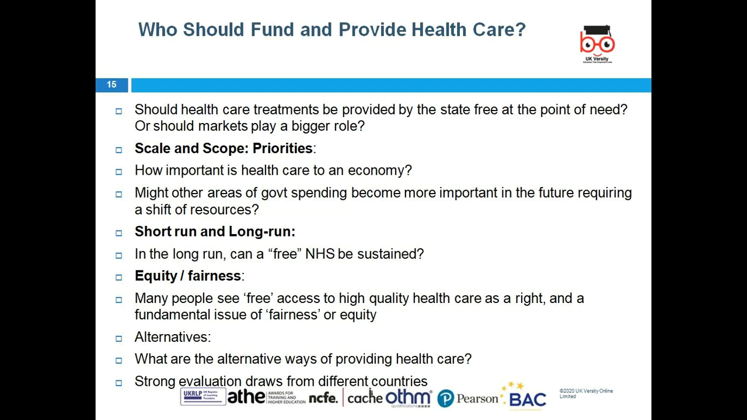So, the short run and the long run. In the long run, can a free NHS be sustained? So we can ask the question: does everyone get it free? If everyone gets it free, maybe there's no money available for the NHS to buy everything, or pay the doctors, or recruit more doctors. So we need to think about whether some people will get insurance, some people will, yes, or we can put limits on.